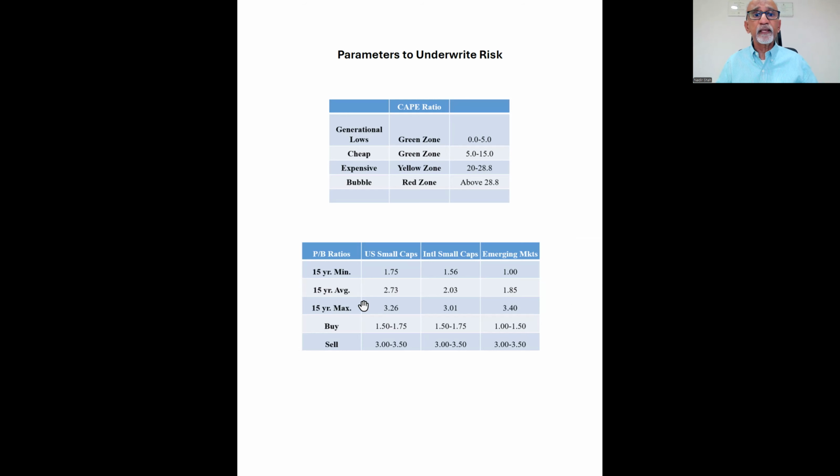Okay, so this is a 15-year minimum of the PB ratio of US small caps: 1.75. This is a 15-year average, 2.73. This is the 15-year max, 3.26. This is for the US stocks, small cap value. This is for the international small cap, and this is for the emerging markets.